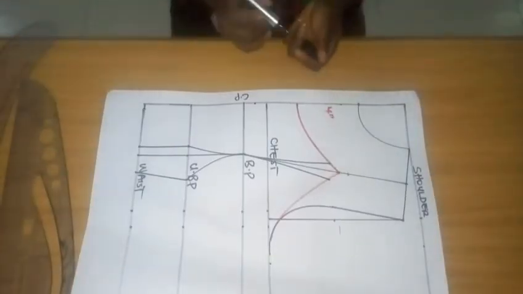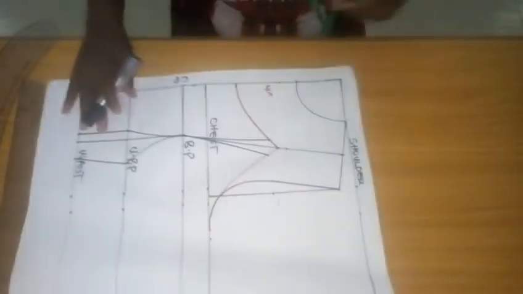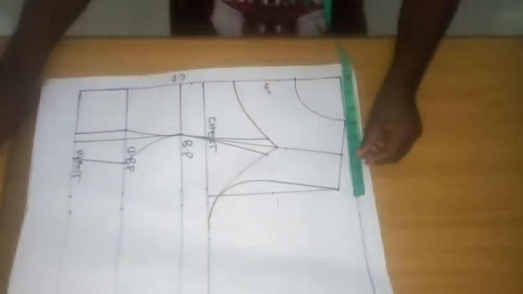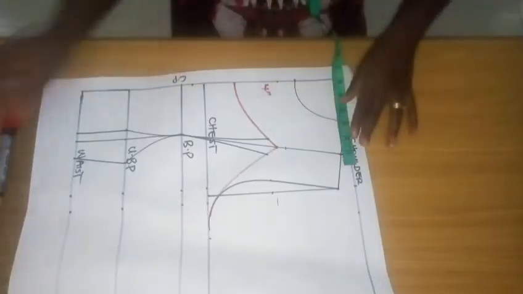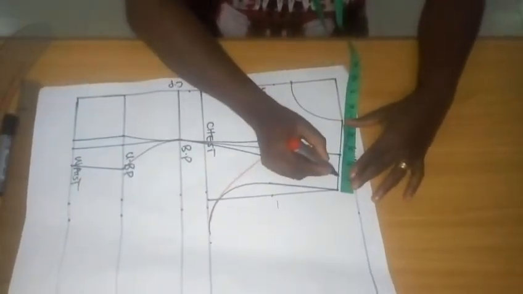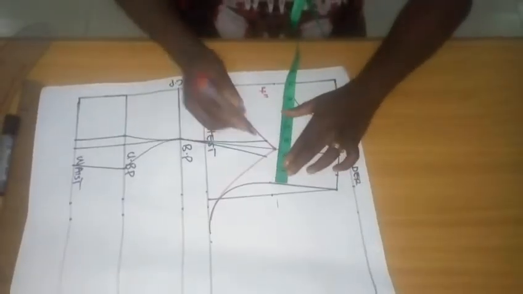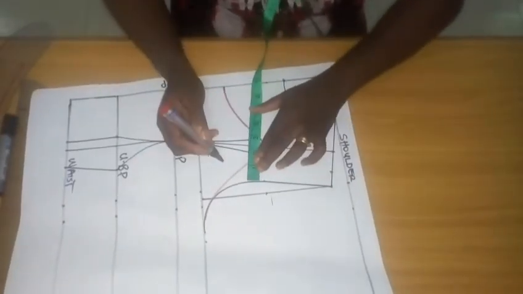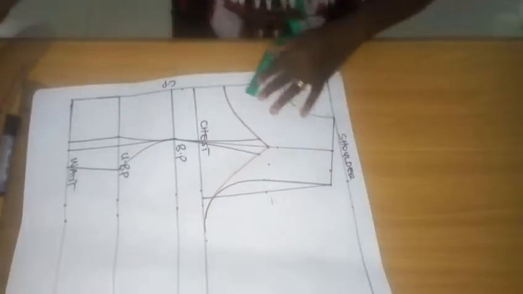So next is to create the strap. The strap is going to be created right on the neckline. So I'm going to create the strap on the neckline. I'm making use of a 1-inch strap, as you can see. I will keep extending the strap, following this line.